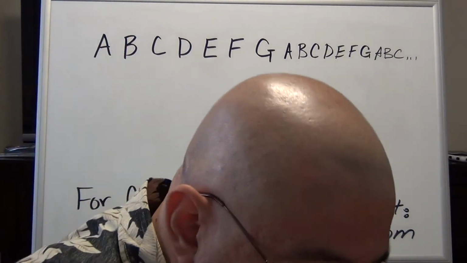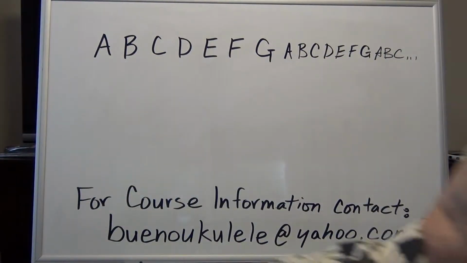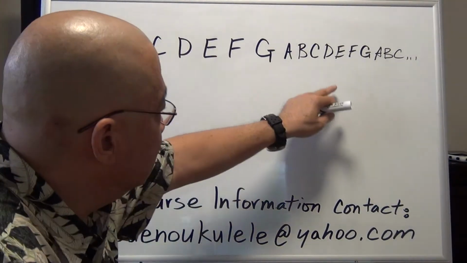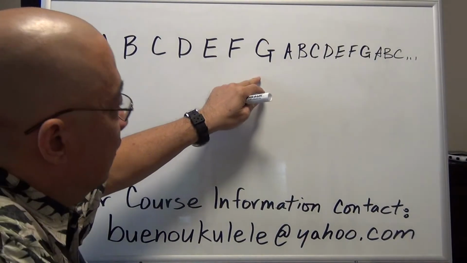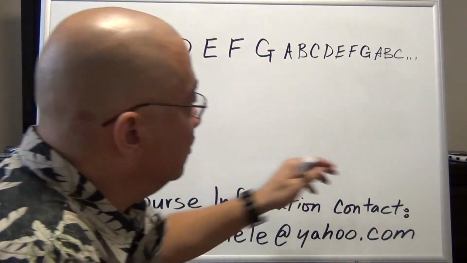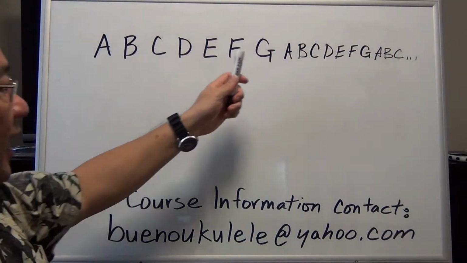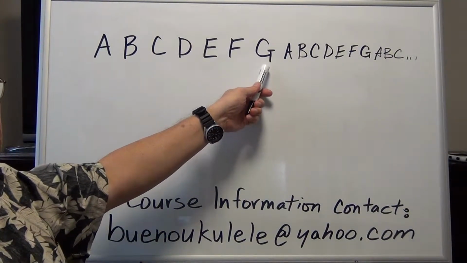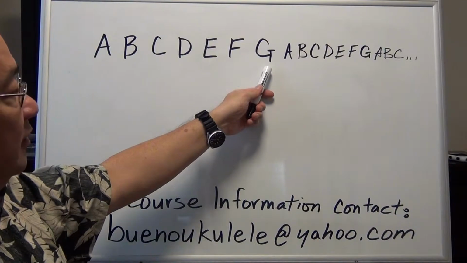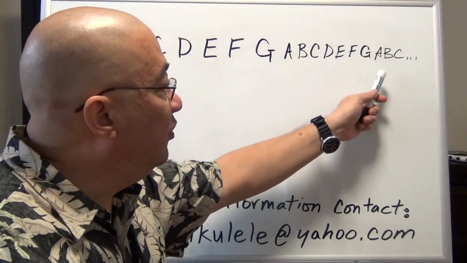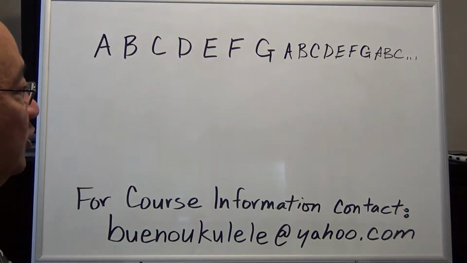Okay, so once again, the alphabetical pattern is from A to G, then it repeats, keeps repeating. A to G, repeat again. A to G, repeat again. So it keeps repeating this pattern all the time. The main thing to remember is this: always after G, you gotta repeat with the A. Okay? That's what you want to remember.